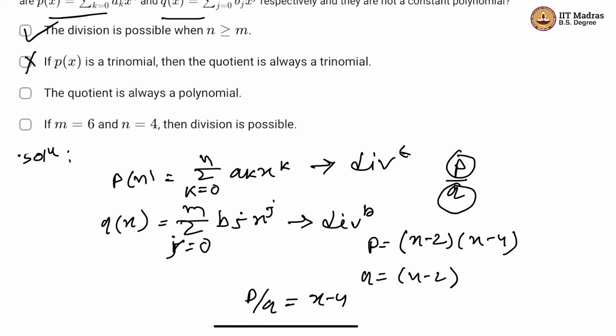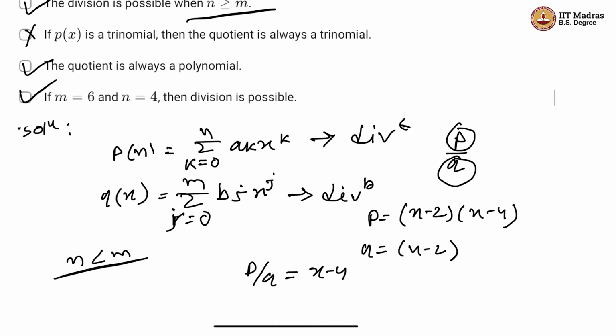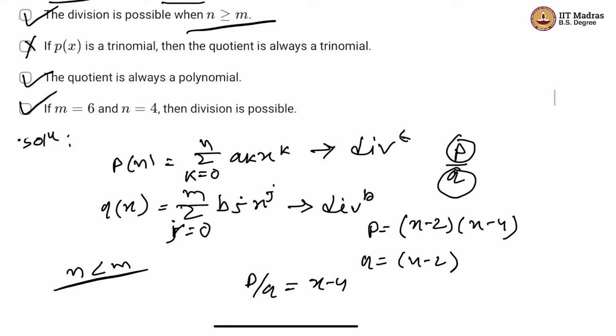The quotient is always a polynomial. Yes, that is true, right? Because it can be a constant, it can be a polynomial, whatever it is, it will be a polynomial. Okay, so this is correct. If m equals 6 and n equals 4, then the division is possible? If n equals 4, then n will be less than m, right? So the division is clearly not possible because it's not satisfying the condition n greater than or equal to m. Okay, so these are the correct options.